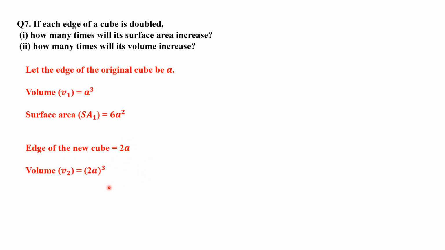So volume will be (2A) whole cube. Now many children make a mistake, they just write 2A cube. It is not 2A cube, it is (2A) whole cube. So 2 cube is 8 and A cube is A cube. So it is 8A cube.